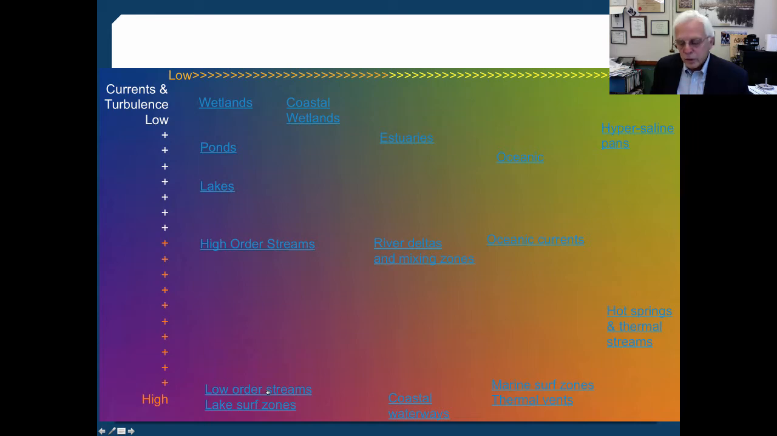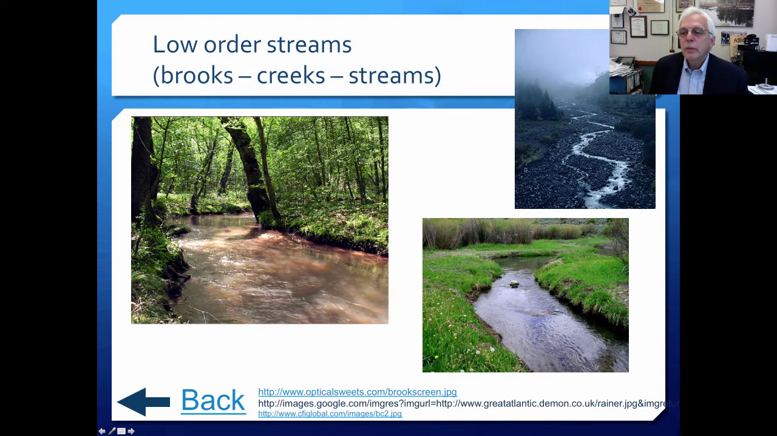Now, going to the low order stream, this is what you might think of as a stream. Usually these are moving pretty fast, often like a babbling brook, or sometimes very, very rapidly moving in the mountains. Here are a variety of them. This one has a high sediment load. This is a glacial outwash kind of stream, kind of a classic meandering stream in a semi-prairie area.